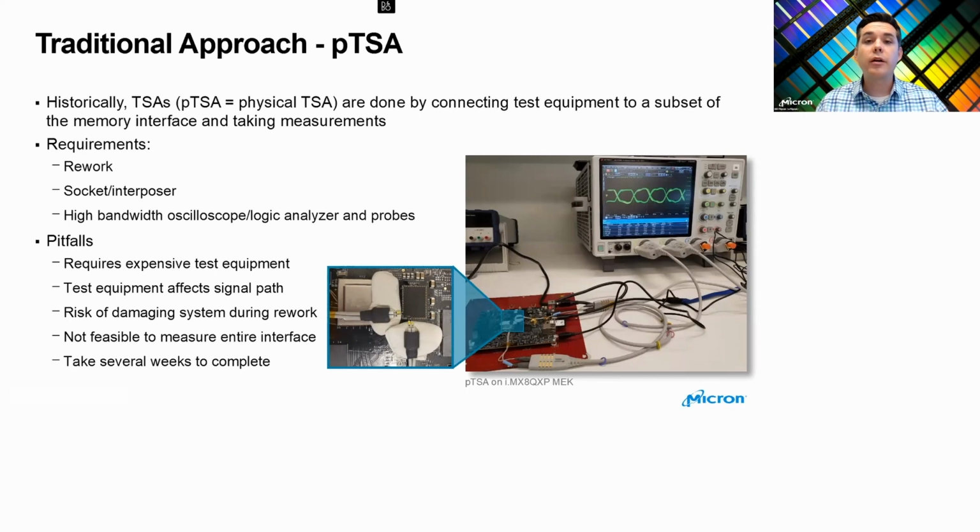This will give us data on just 2 signals. If you can imagine trying to do this and then set up the scope and take the measurements that you need across the memory interface, it's going to take a very, very long time. Today, we're only taking data on a subset of the memory interface, and it still takes us a couple weeks to complete a TSA between the rework that's required and the measurements themselves. Imagine if we were going to try to do that across the entire memory interface. It's just not really feasible.